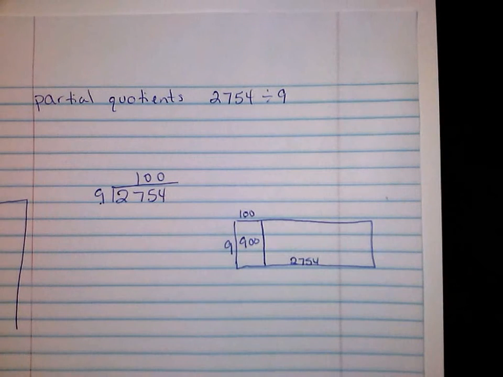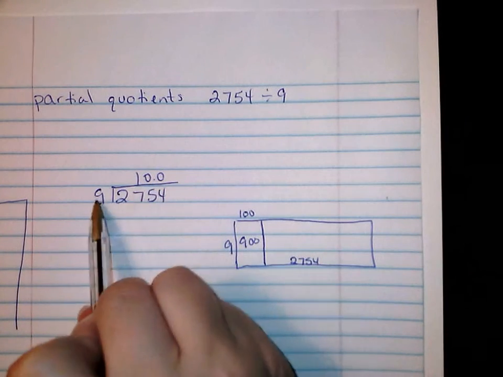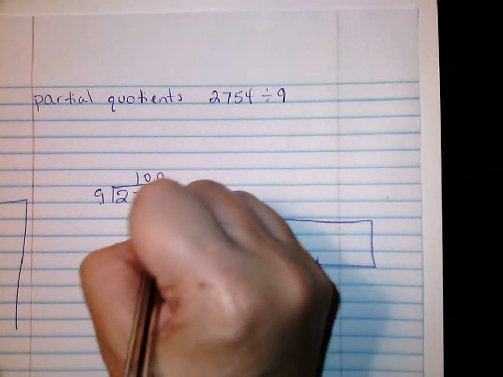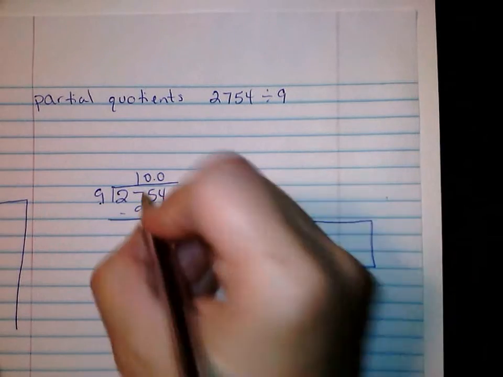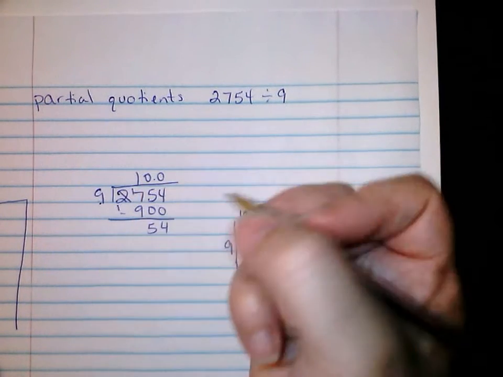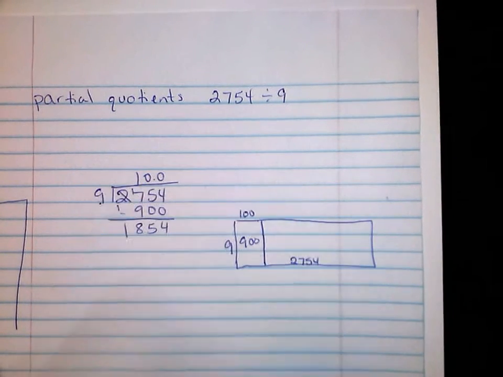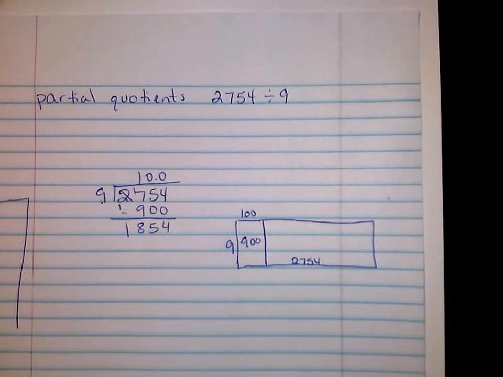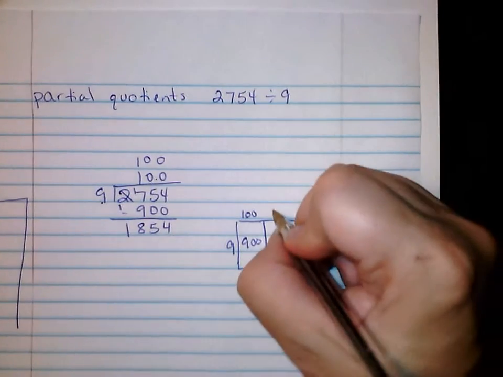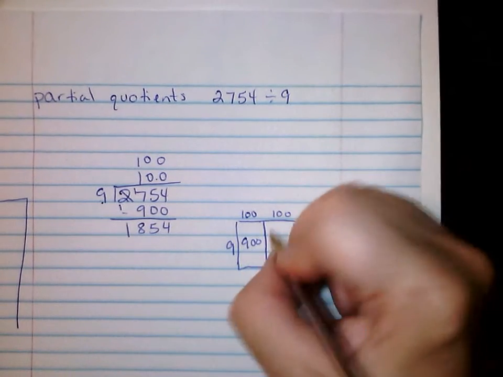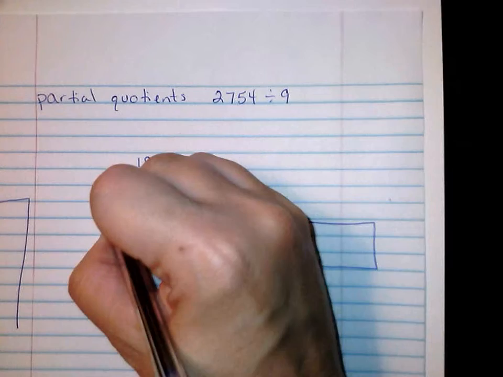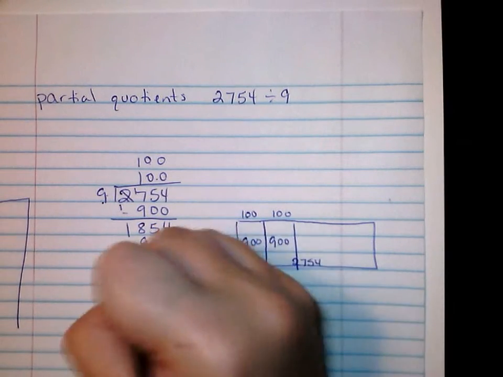If I want to think about what I have left over, I have to see how much total is in each one of those groups altogether. 100 times 9 is 900. So I'm going to take away 900, and I'm left with 4, 5, I've got to regroup. 17 minus 9 is 8. Don't forget that one. So I've got 1,854 left. I can do another 100 in each group. So that would be a total area of 900 for that section. 100 times 9 is 900.